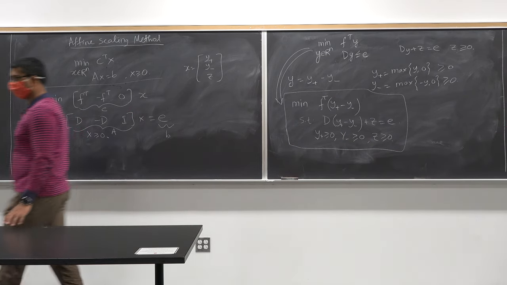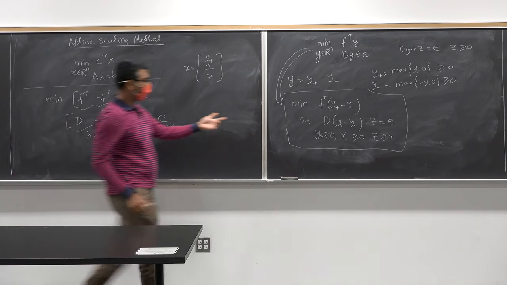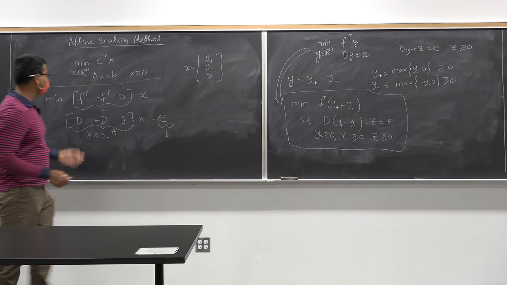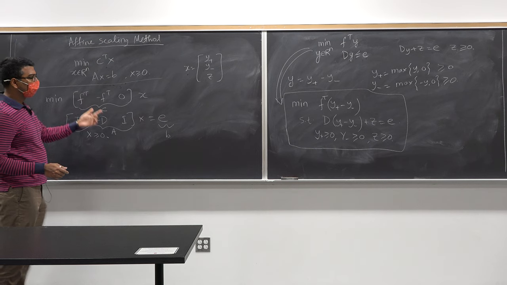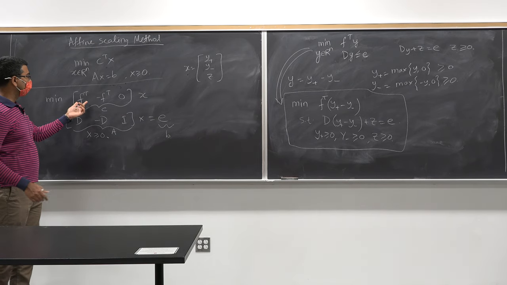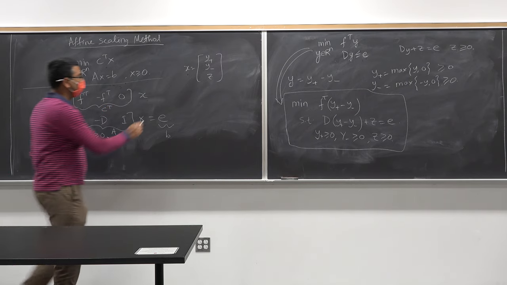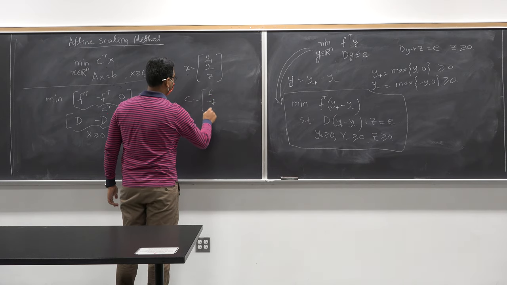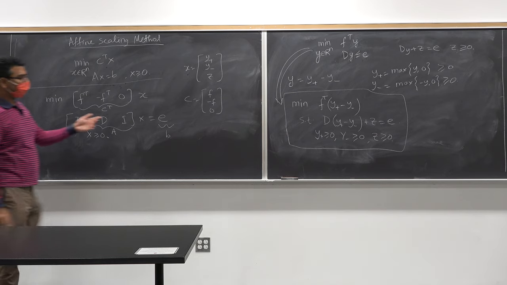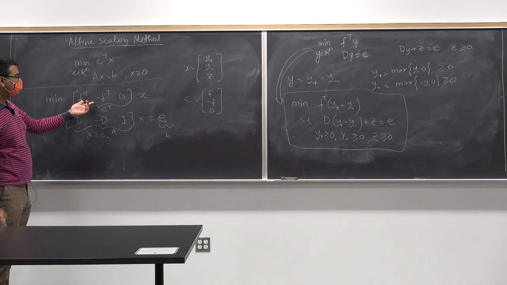Any other question? This one? Right. So what I did was I made sure that I defined my x as y plus, y minus, and z stacked as a vector. Now, I had f transpose y plus minus f transpose y minus, which is the same as this vector c transpose x. So c here would be f, minus f, and 0. So that c transpose x is actually f transpose y plus minus f transpose y minus. So that gives me the objective function.